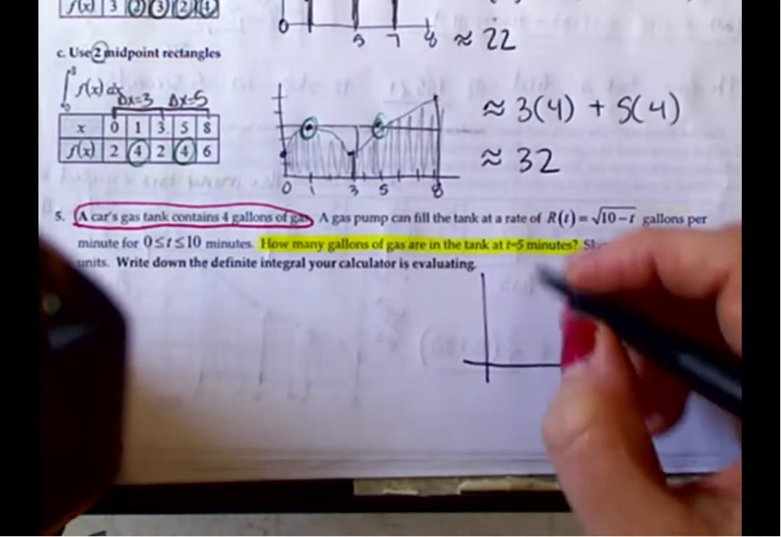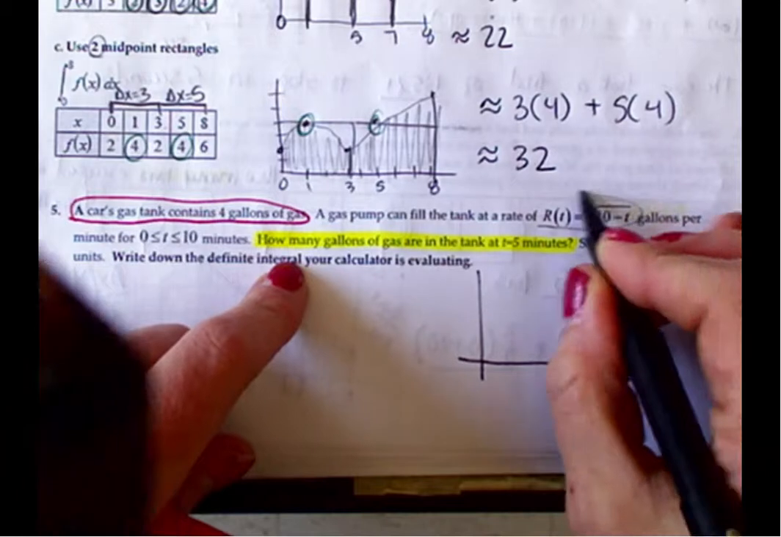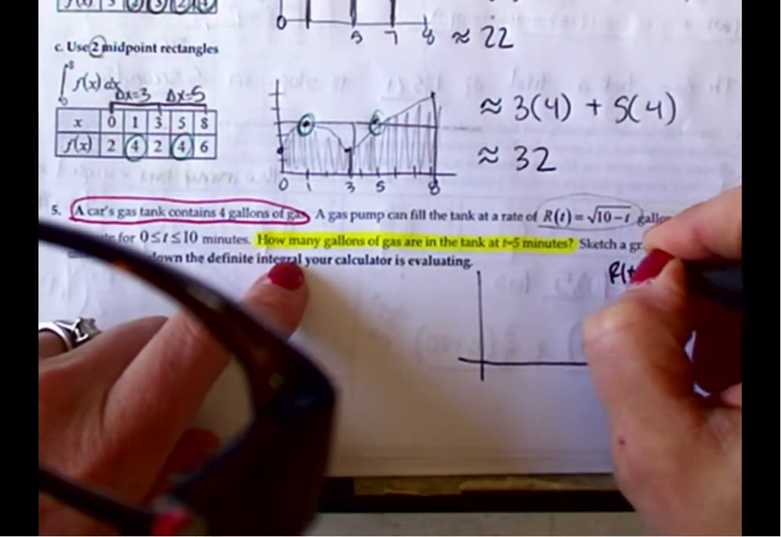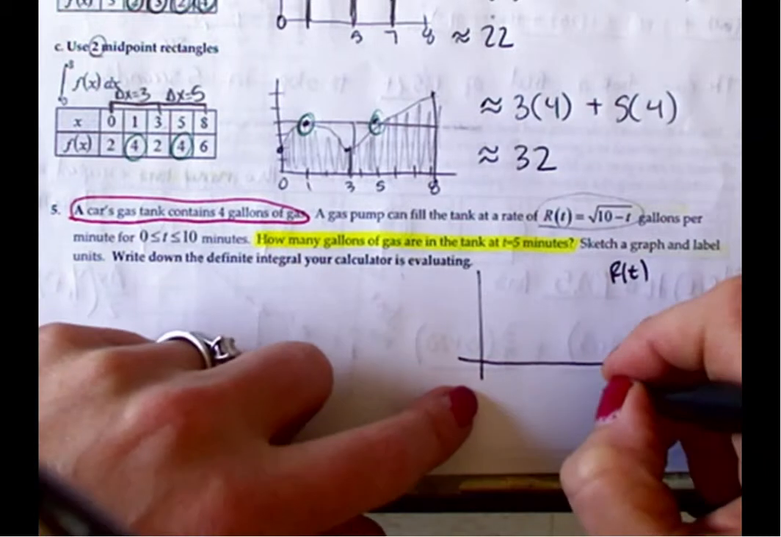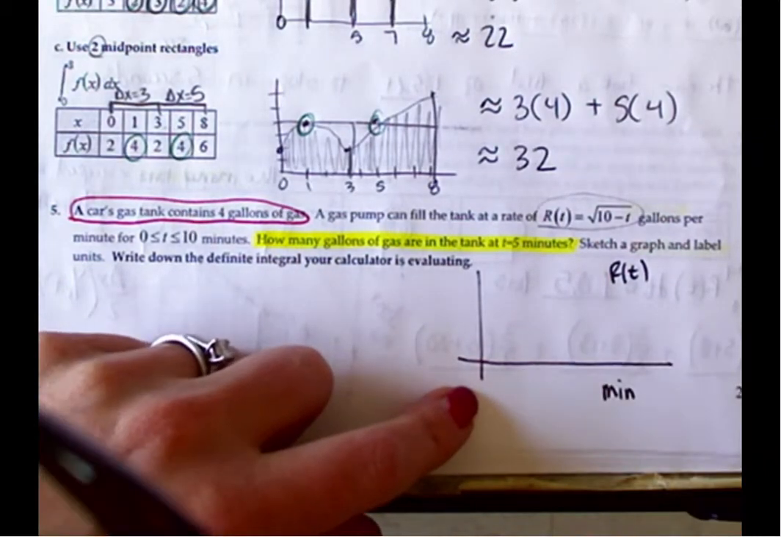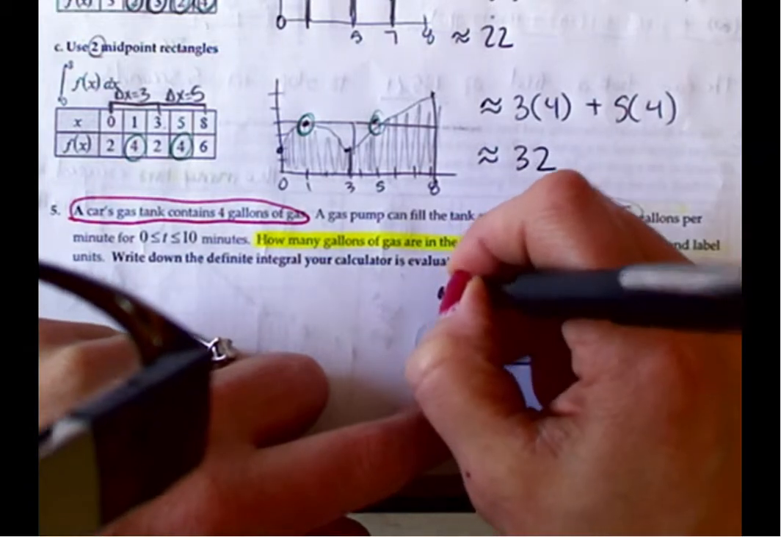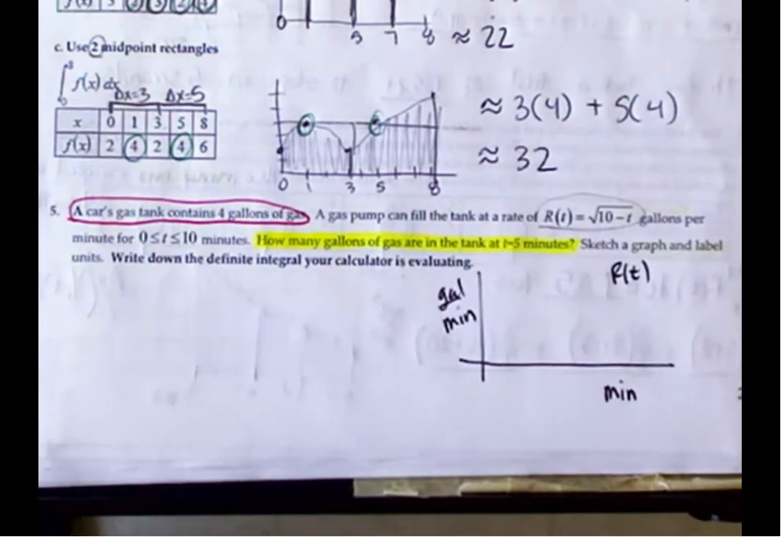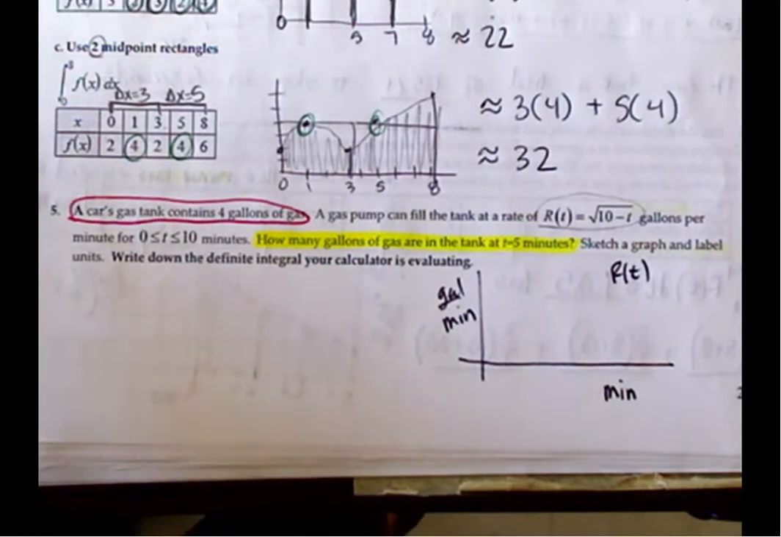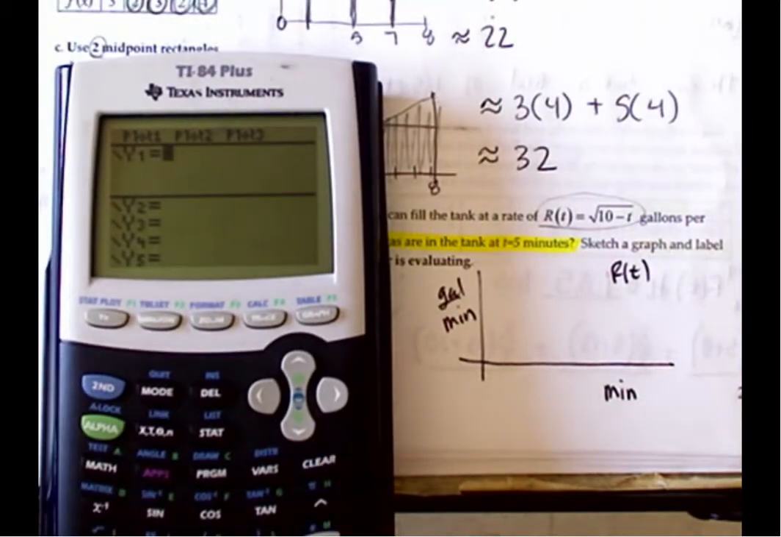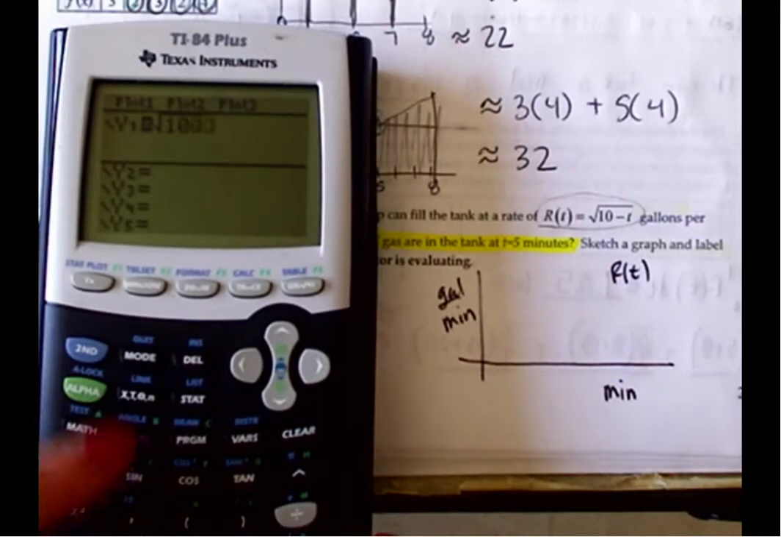I'll let you type that in your calculator to graph it. So this is the graph of R of t, and I'm going to label my units. This is minutes. This is gallons per minute. And I'm going to type it in, and I'm going to sketch this. Root 10 minus x.